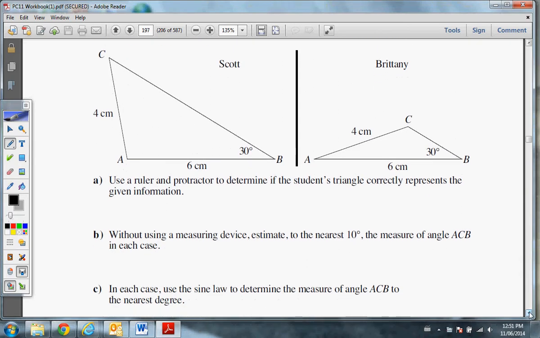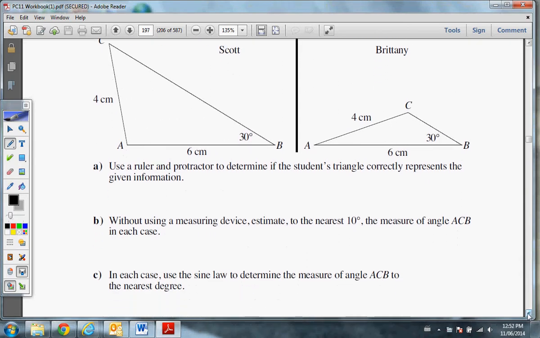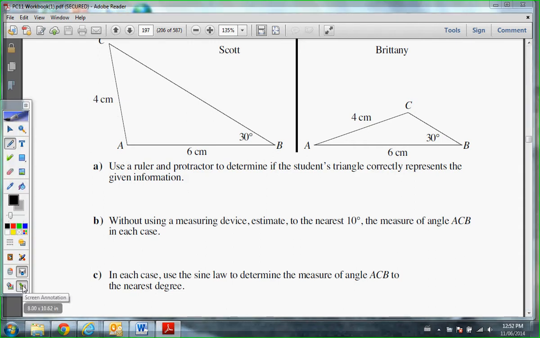Part B says to estimate what angle C is for each of them. Just by estimating, this one here looks a little bigger than half, so my estimation for Scott's angle C would be 50 degrees. For Brittany, hers is an obtuse angle, so I'd probably say 125, 130. It's an estimation. Those are the two estimations.